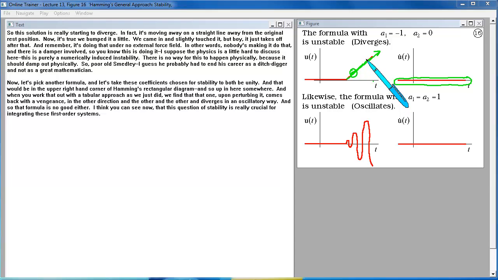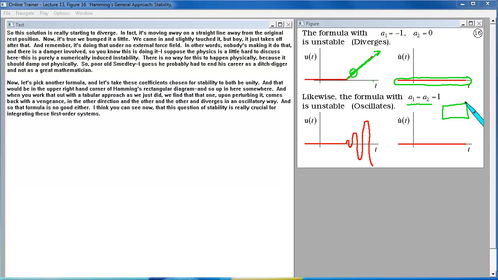So, poor old Smedley, I guess he probably had to end his career as a ditch digger instead of a great mathematician. Now, let's pick another formula and let's take these coefficients chosen for stability to both be unity. And that would be in the upper right-hand corner of Hamming's rectangular diagram. And so up in here somewhere.